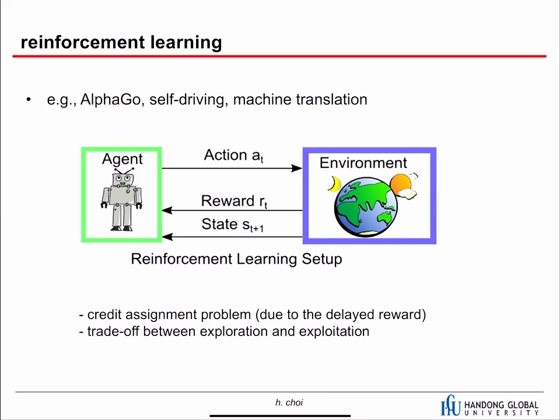Okay, then what is the difference between reinforcement learning and supervised learning? First of all, we have an agent here and an environment. In supervised learning, we have an agent or model, but we don't consider the environment. But in reinforcement learning, we have an environment. There are two major differences between supervised learning and reinforcement learning.